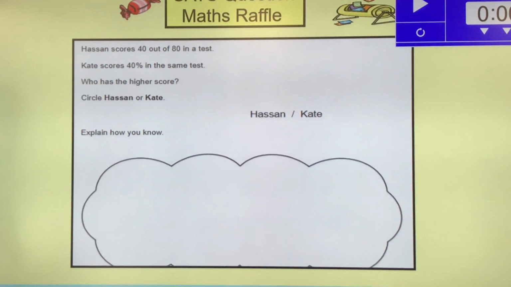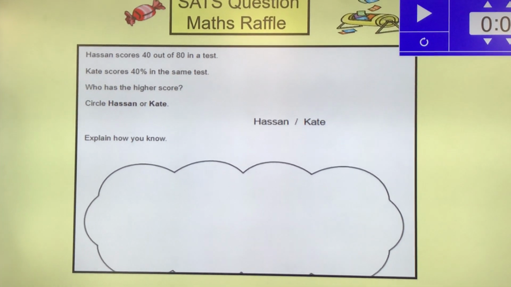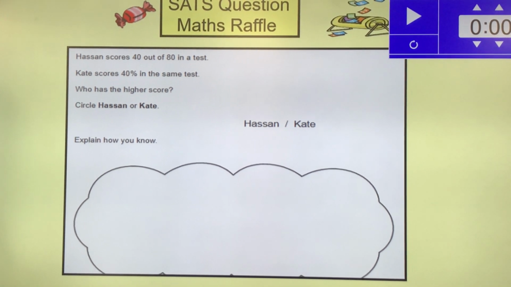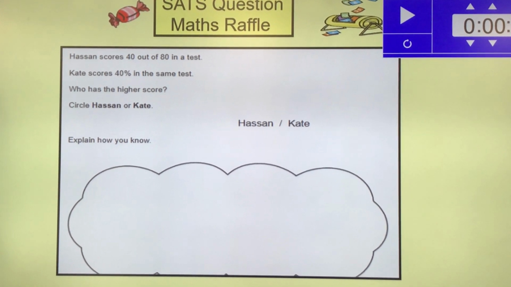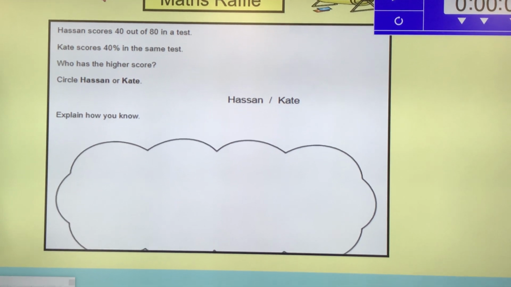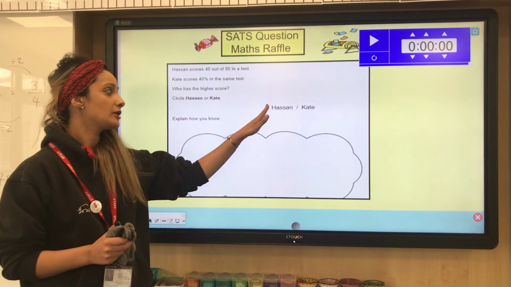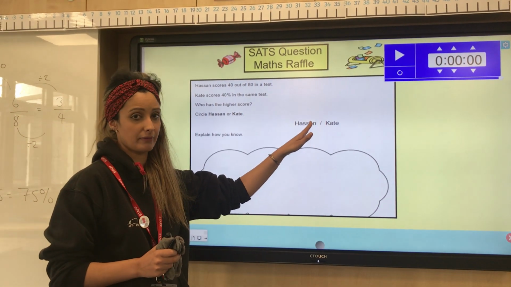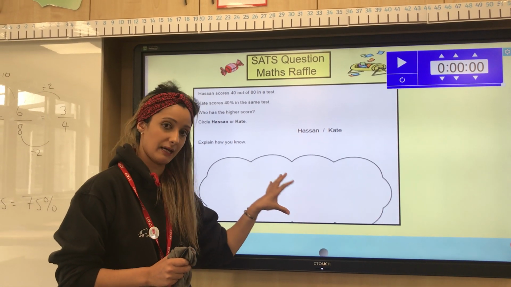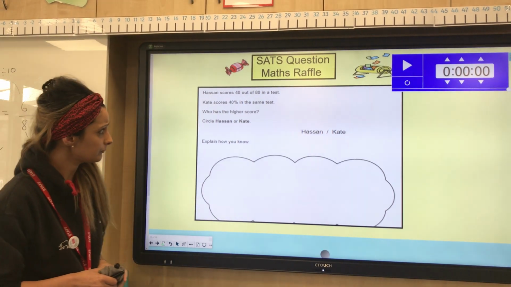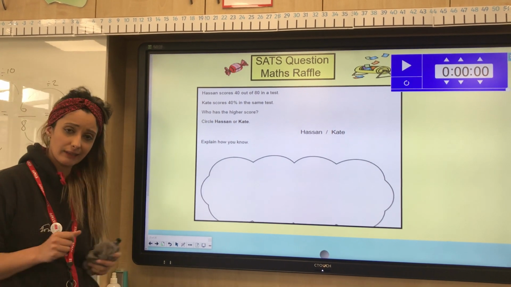So Hassan scores 40 out of 80 in a test. Kate scores 40% in the same test. Who has the higher score? Circle Hassan or Kate and explain how you know. I must make it clear at this point, you won't get a mark for circling the correct name. It's the explanation that they're really focusing on. So I wouldn't model anything at this point.